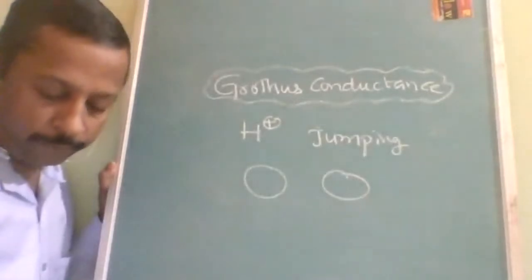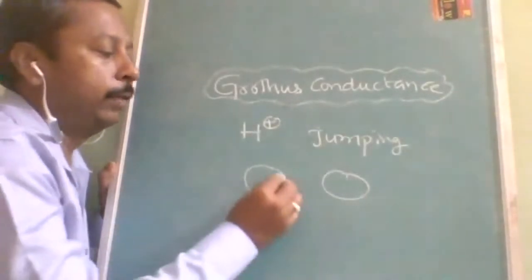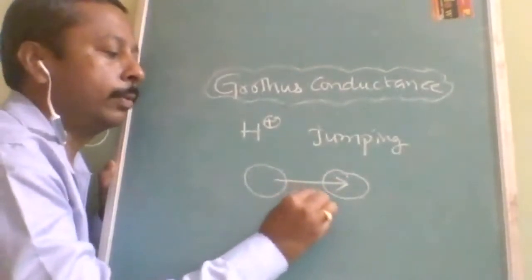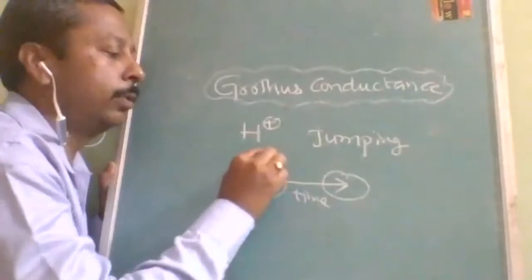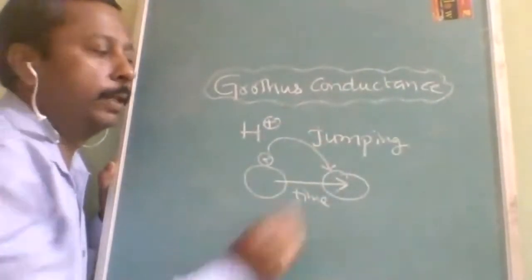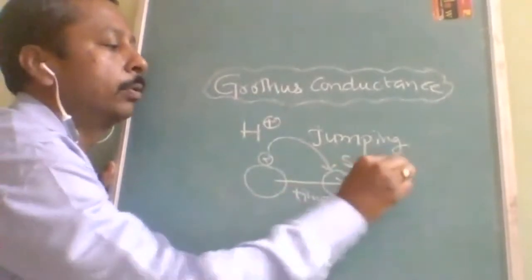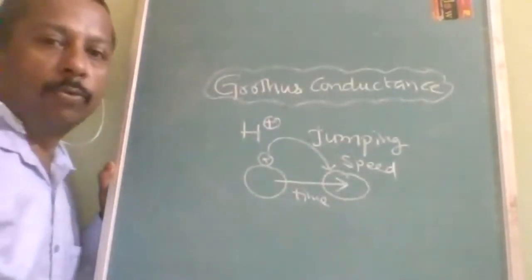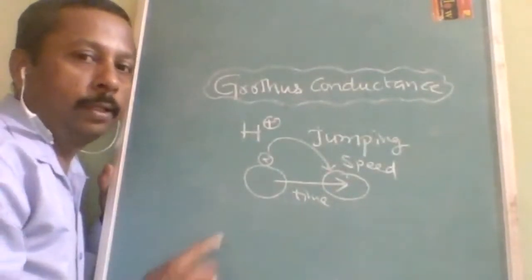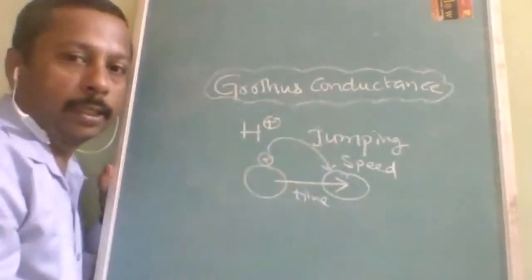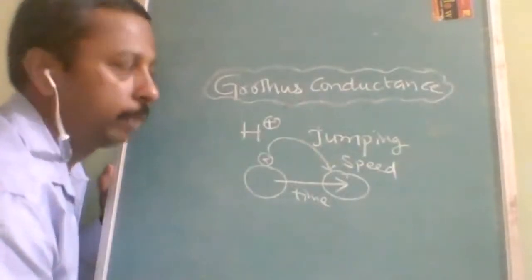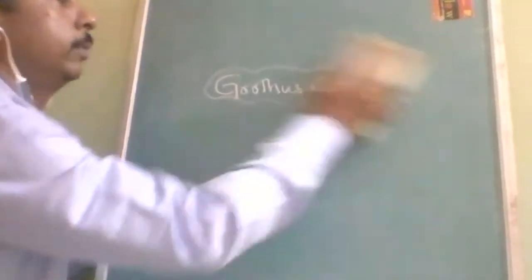If ions normally move from here to here, it will take time. But H plus, being small in size, jumps from here to here. Because of this jumping, the speed is more, so there is an improvement in the conductance. Such conductance observed by jumping is called Grotthuss conductance. It is shown by H positive.